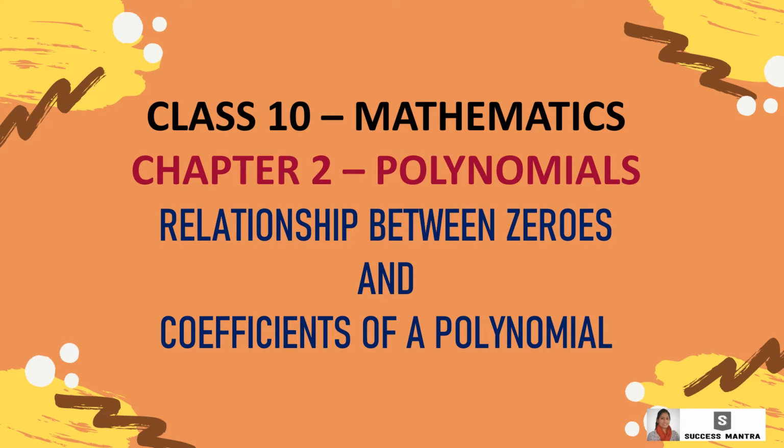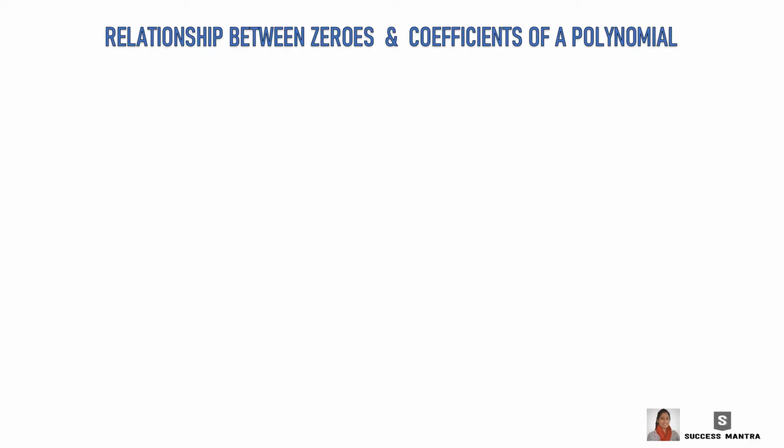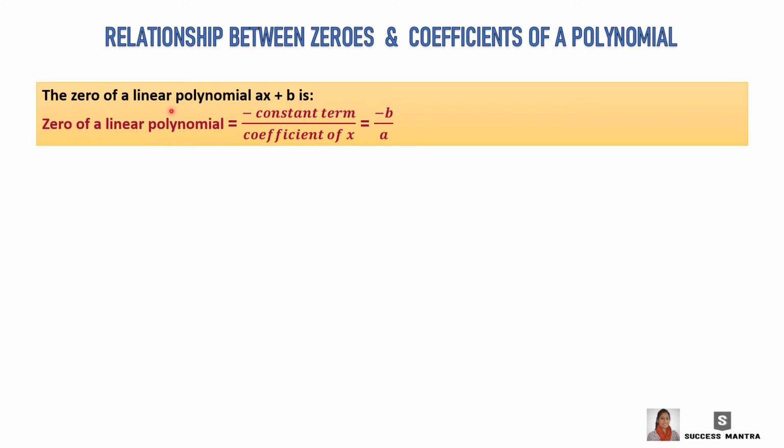In this video, we will discuss the relationship between zeros and coefficients of a polynomial. So we will take a linear polynomial first. We know that the general form of a linear polynomial is ax plus b. In order to find the zero of a linear polynomial, we have the equation minus of constant term divided by coefficient of x. In this expression, the constant term is b, so minus of b divided by coefficient of x. Here the coefficient of x is a. So we have the relation minus b by a in order to find the zero of the linear polynomial ax plus b.